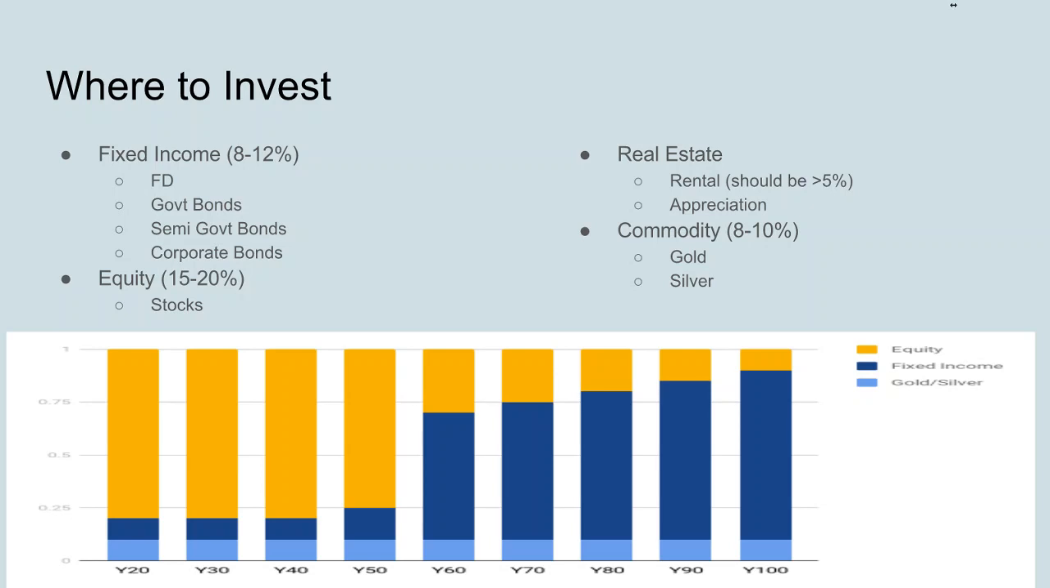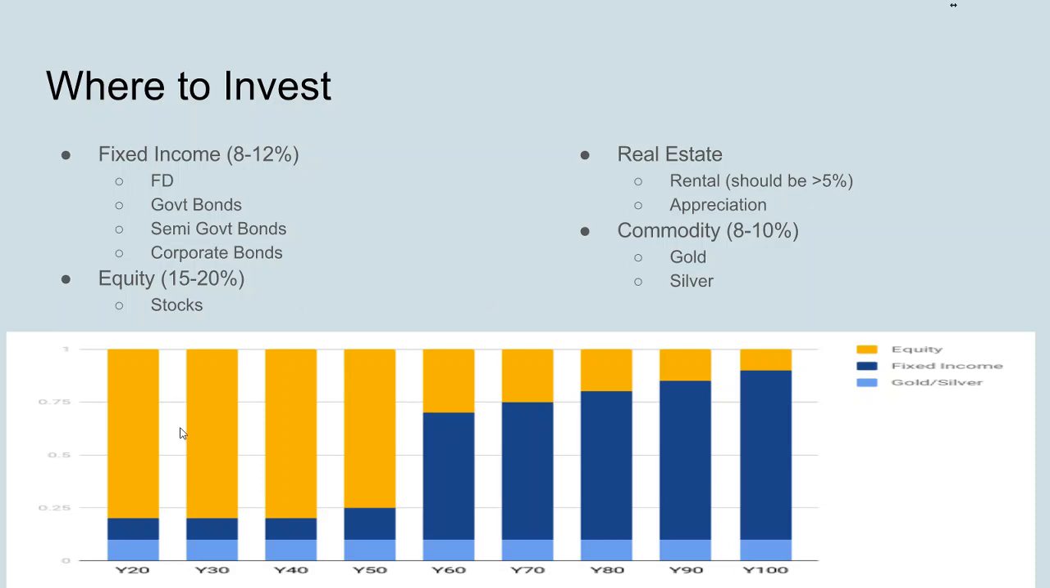Over the last about 25 odd years, we have seen the Indian equity market growing by more than 15%. You could expect, if you are very good in selection of stocks, up to 20, even 25% return on your equity portfolio.